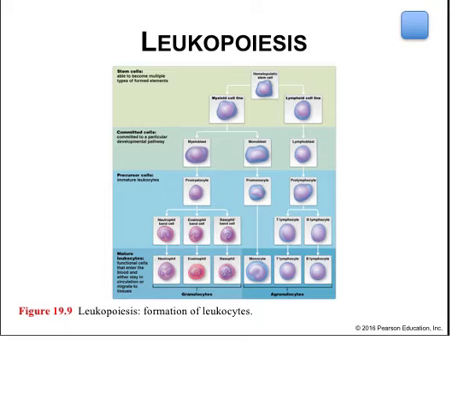B and T lymphocytes mature in different locations. The B in B lymphocyte stands for bone marrow, and the T in T lymphocyte for thymus. B lymphocytes remain in the bone marrow throughout their maturation, while T lymphocytes migrate from the bone marrow to the thymus in the mediastinum and complete their maturation there.